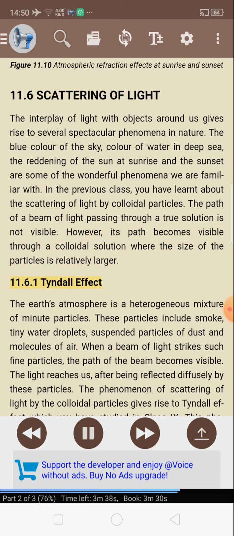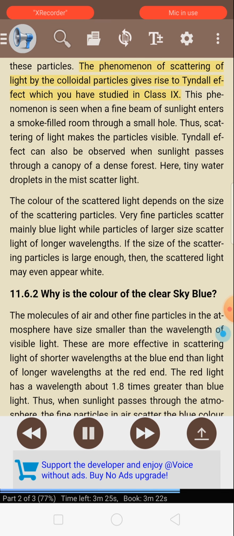11.6.1 Tyndall effect. The Earth's atmosphere is a heterogeneous mixture of minute particles. These particles include smoke, tiny water droplets, suspended particles of dust and molecules of air. When a beam of light strikes such fine particles, the path of the beam becomes visible. The light reaches us after being reflected diffusely by these particles. The phenomenon of scattering of light by the colloidal particles gives rise to the Tyndall effect, which you have studied in class 9. This phenomenon is seen when a fine beam of sunlight enters a smoke-filled room through a small hole. Thus, scattering of light makes the particles visible.